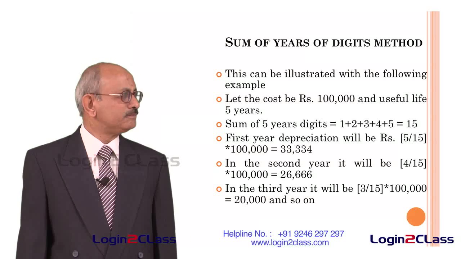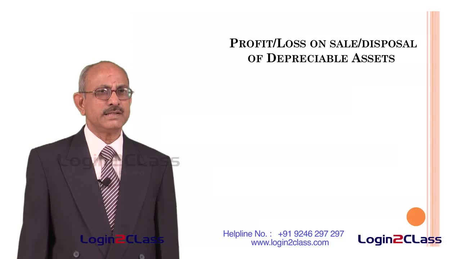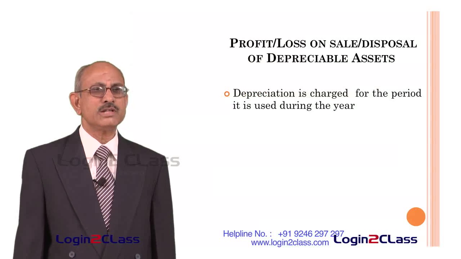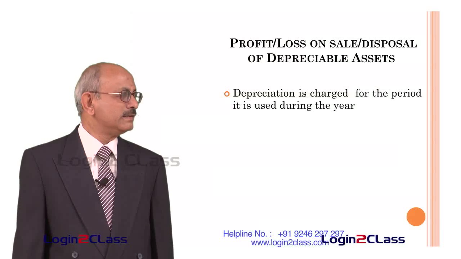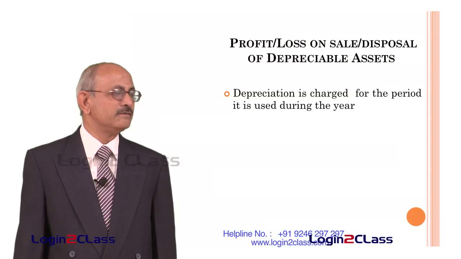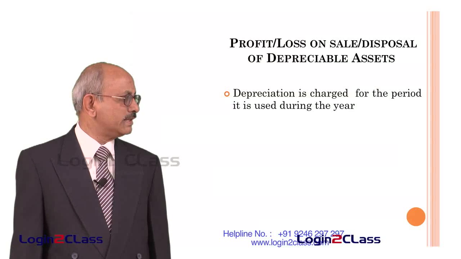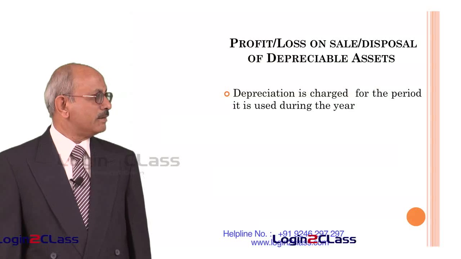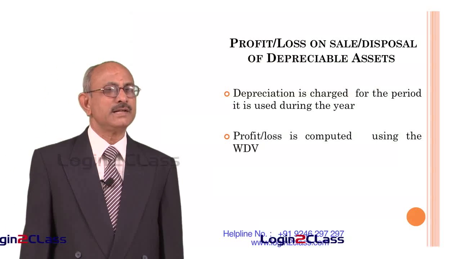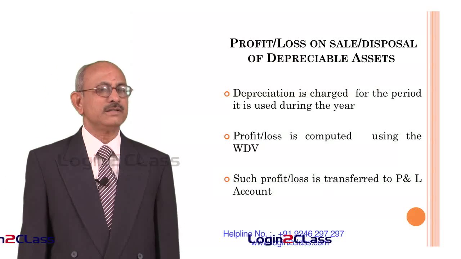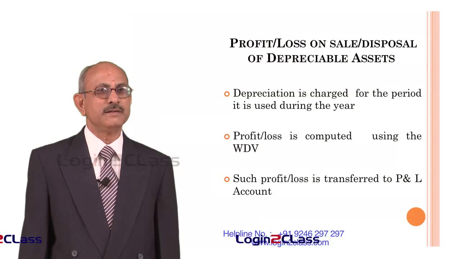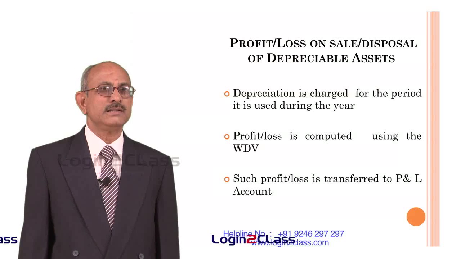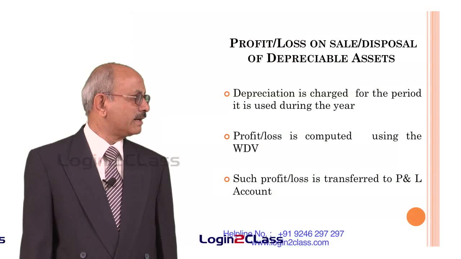In respect of disposal or sale of depreciable assets, there may be a profit or there could be a loss. This also has to be accounted for. So, in this case, depreciation has to be charged for the period it is used during the year, and profit or loss is computed using the written down value method. Such profit or loss is transferred to the P&L account. If it is a profit, it is credited to the P&L account. If it is a loss, it is debited to the P&L account.